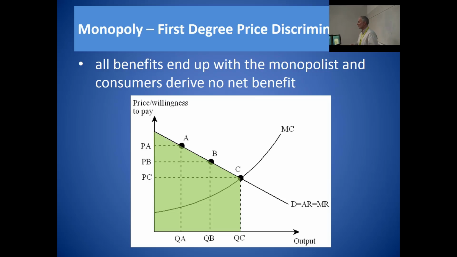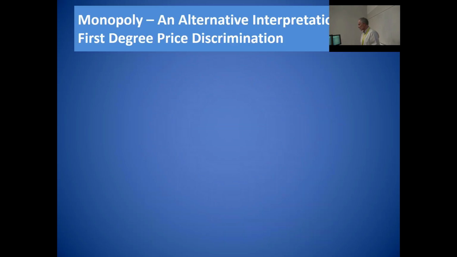So even though this outcome under perfect price discrimination is Pareto efficient, it's far from equal. The monopolist gets everything. That is what the monopolist would always strive to do. Extract all possible surpluses from the market.